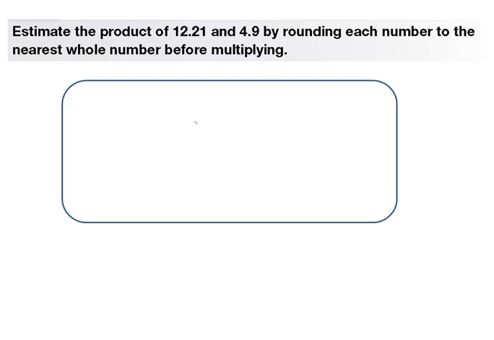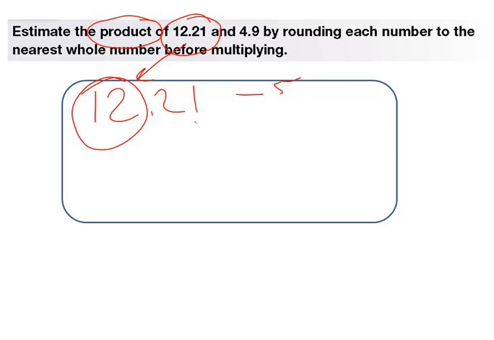On this one here, we're going to do some estimating. We're going to estimate the product. What does product mean? That means we're going to be multiplying 12.21 and 4.9 by rounding each number to the nearest whole number before multiplying it. Well, 12.21, is that 2 below the 5 or above the 5? It's below the 5. So we're going to round it to 12. 4.9, now, is that 9 bigger than the 5 or less than the 5? It's bigger. So we're going to round this one up to 5.